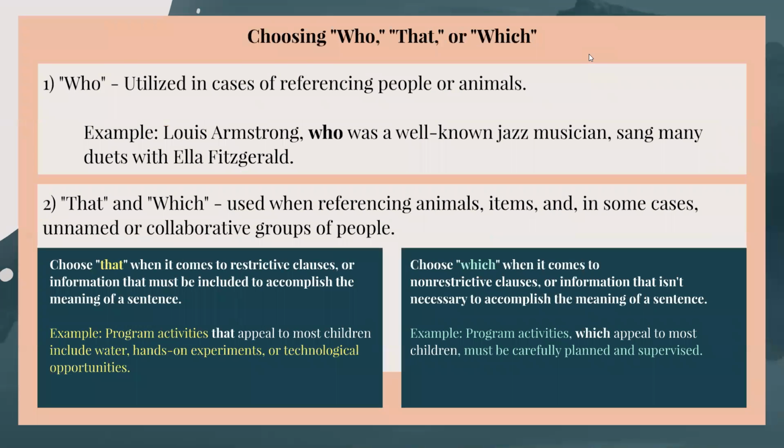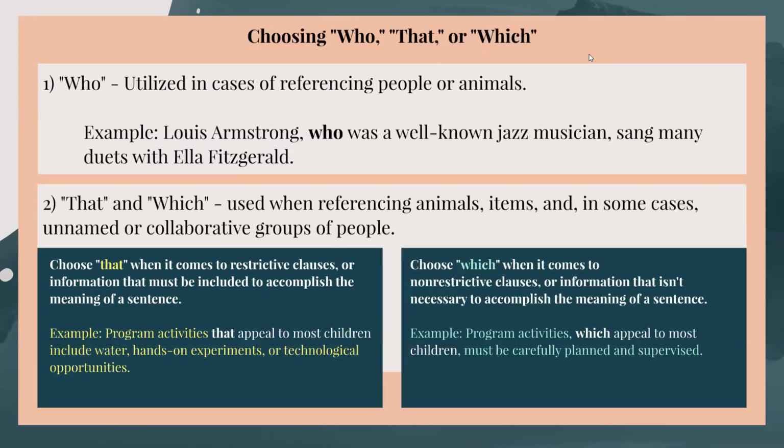We also need to be careful in choosing to utilize who, that, or which in our sentences and using those properly. We're going to use who in cases of referencing living beings, people or animals. Quick example for you here. Louis Armstrong, who was a well-known jazz musician, sang many duets with Ella Fitzgerald. That example really speaks for itself. Really easy to understand. Just make sure you're utilizing who correctly.